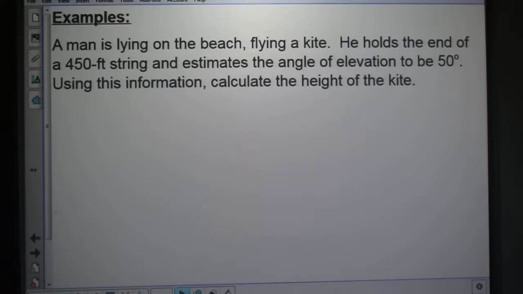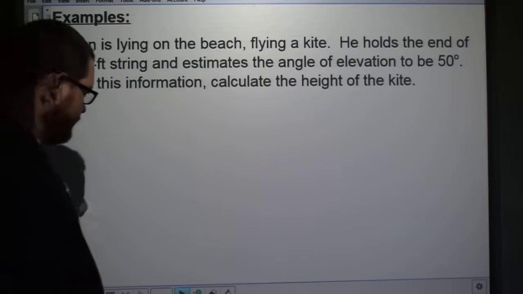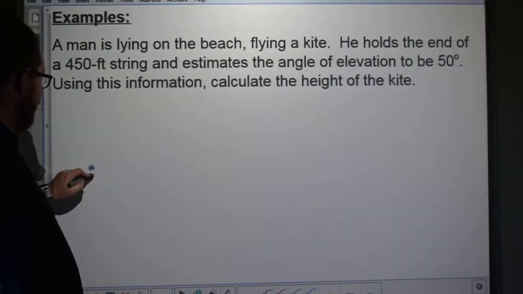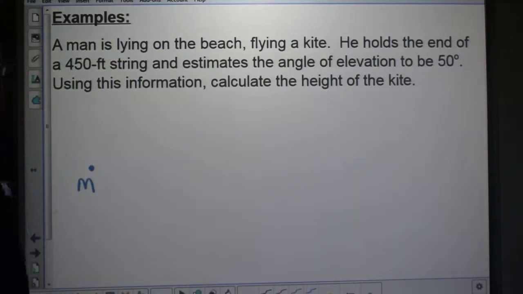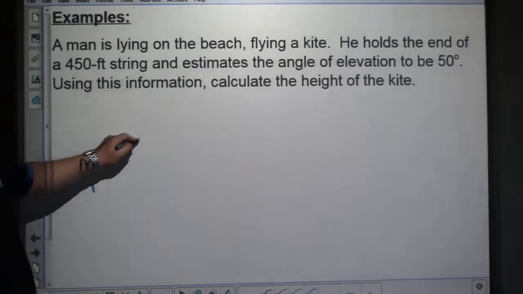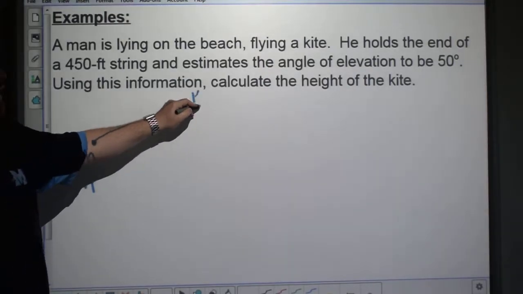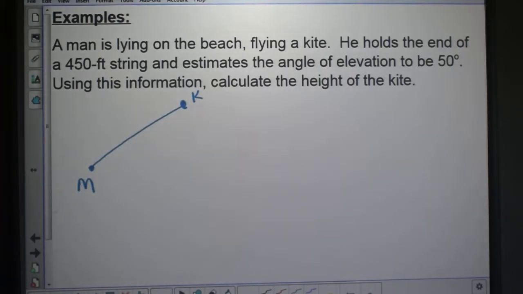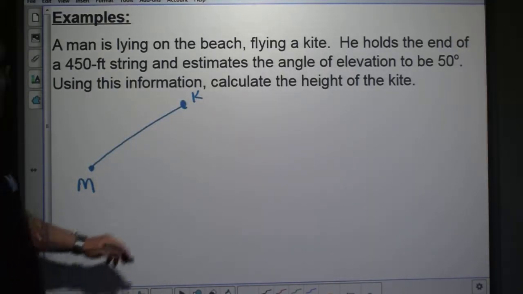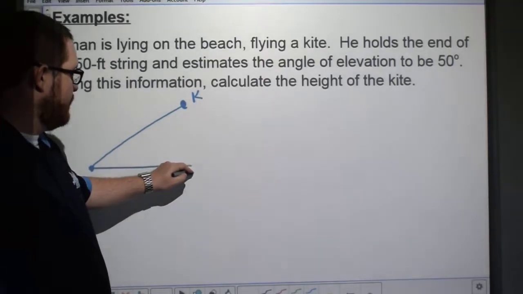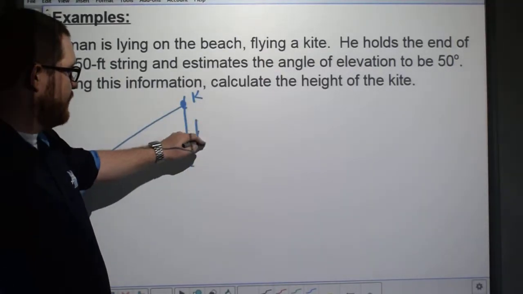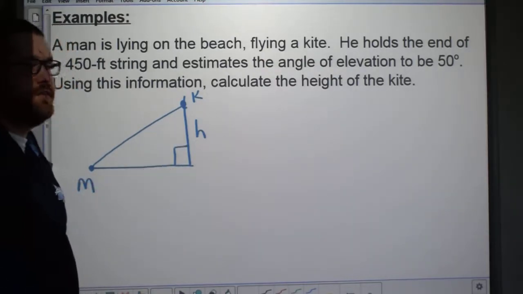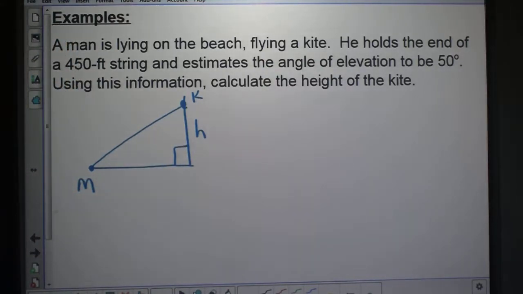A man is lying on the beach flying a kite. He holds the end of a 450-foot string and estimates the angle of elevation to be 50 degrees. Using this information, calculate the height of the kite. So, I can't draw a man lying on the beach, so I'm just going to put a point and say that's the man. And that's the kite. Well, I don't see a triangle there. Well, here's the ground, and here's the height of the kite. The height's always measured straight up from the ground, so at a 90-degree angle.